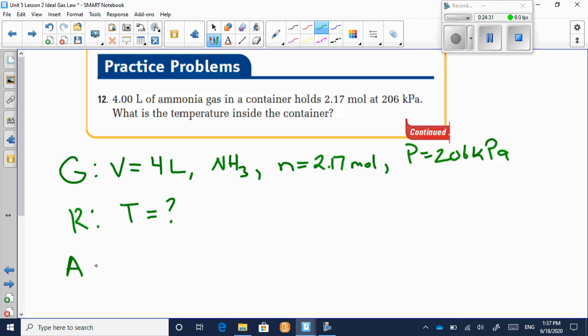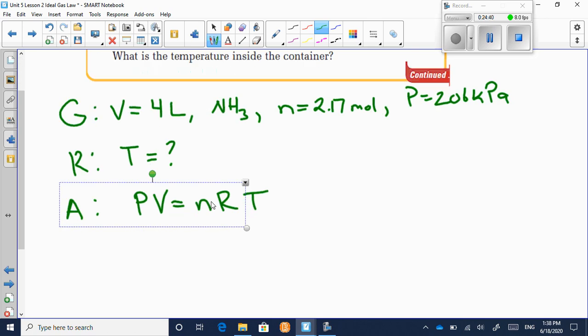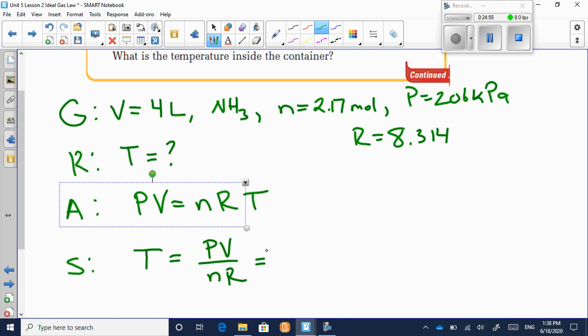But look at this. We know that according to the ideal gas law, PV equals nRT. And we also know that R is equal to 8.314. So if we're solving for temperature, temperature is going to be equal to PV divided by nR. So double check that we have the right units. We have kPa, we have moles, and we have liters. Perfect. So this is going to give us an answer in Kelvin. So 206 for the pressure, a volume of 4, divided by 2.17 times 8.314.